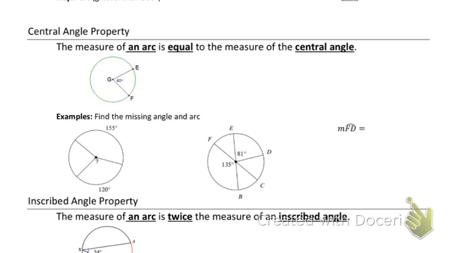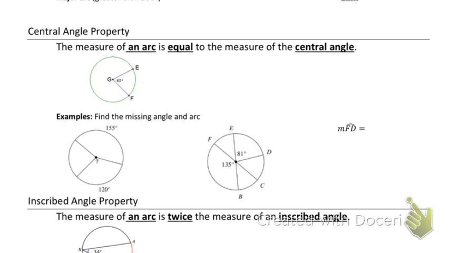So one of the things we learned last week was something called a central angle. Your central angle is an angle that touches the center of your circle. In other words, it's 2 radii making this angle. If you ever have a central angle, the measure of that angle is also the measure of the arc that it subtends. So the measure of an arc is equal to the measure of the central angle.